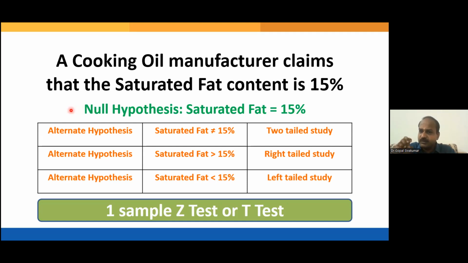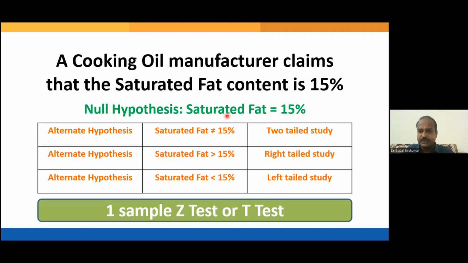And now you want to be very sure that the cooking oil bottle contains exactly 15% fat content. Exactly 15% means 15% plus or minus some value I am ready to tolerate, isn't it? 15% plus or minus some value I can tolerate. But when they say 15% but the actual is 45%, will you tolerate? We are not going to tolerate, right?